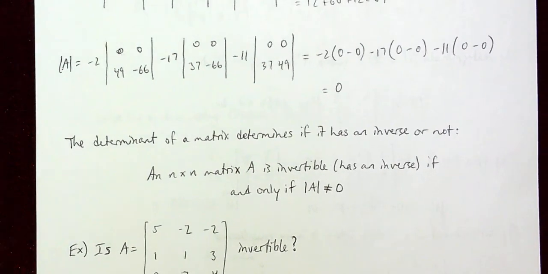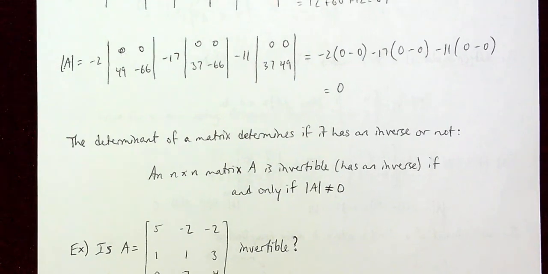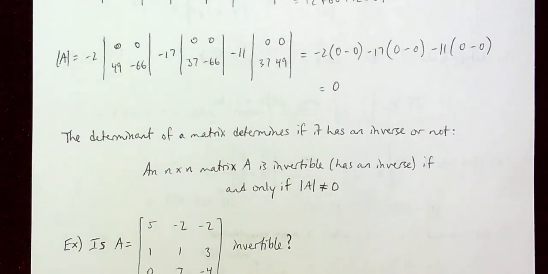An n by n matrix A is said to be invertible, that is, it has an inverse matrix, if and only if the determinant of A is not equal to 0. If you want to know if your given n by n matrix A has an inverse, all you have to do is find the determinant of that given matrix. If its determinant is not 0, then you know that the matrix has an inverse, and you can go ahead and find it.